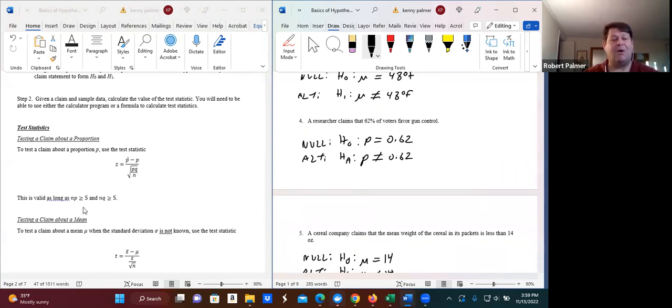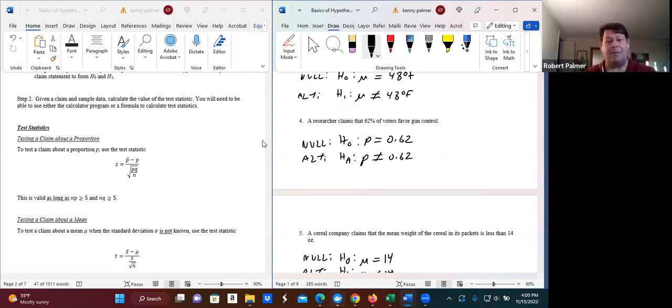And this is valid as long as n times p is greater than or equal to 5 and n times q is greater than or equal to 5. That just means we can use, instead of the binomial distribution, a continuous distribution like the normal distribution. It's close enough. In almost every case, it will be, because we're using sample sizes that are large enough.